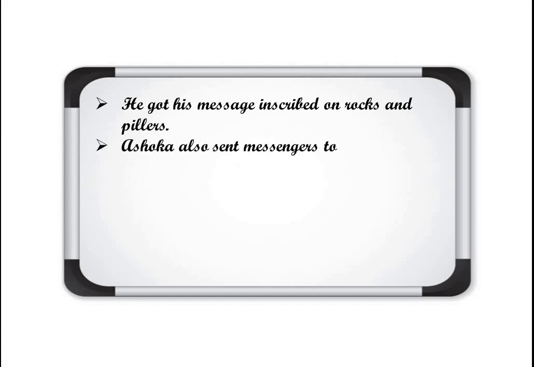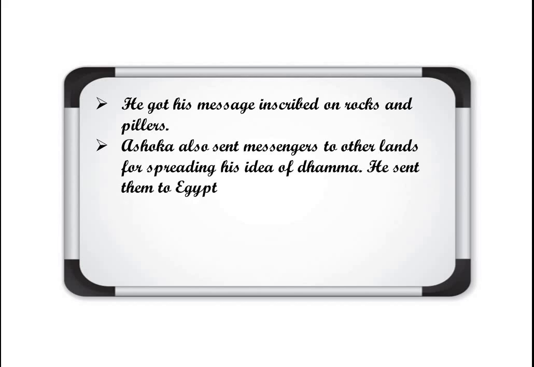Ashoka also sent messengers to other lands for spreading his idea of Dhamma. Means he sent them to Egypt, Greece and Sri Lanka. So he was not giving the Dhamma messages in India only. He sent those messengers, those officials, to other lands also for spreading the idea of Dhamma, the idea of religion. Okay? So he sent them to other countries like Egypt, Greece and Sri Lanka. So this is all about Ashoka's Dhamma.